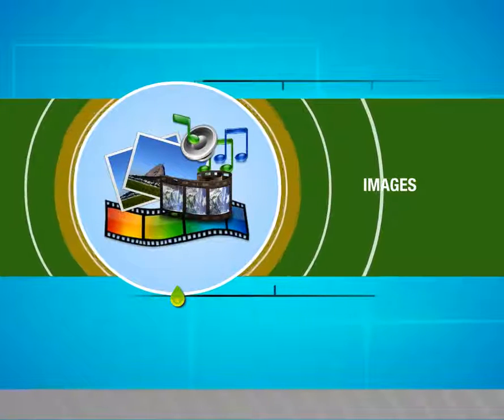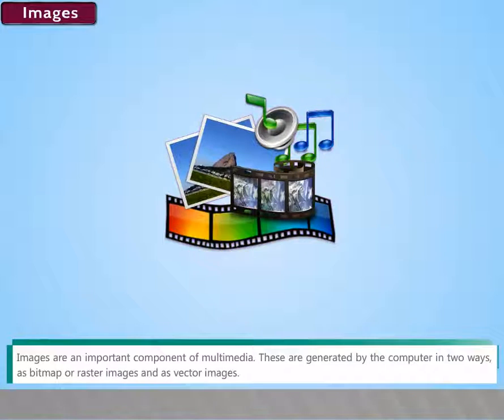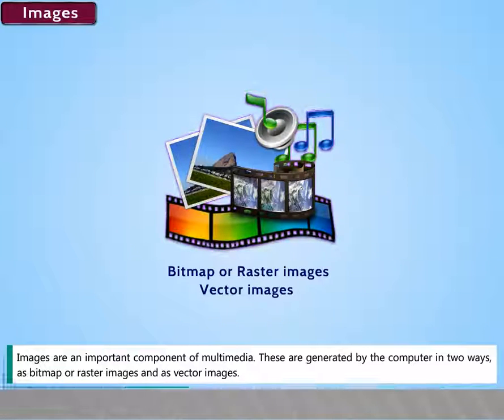Images. In this video, we are going to see about images. Images are an important component of multimedia. These are generated by the computer in two ways, as bitmap or raster images and as vector images.